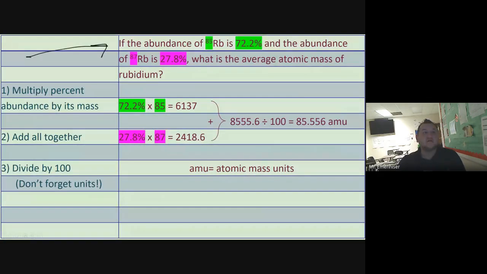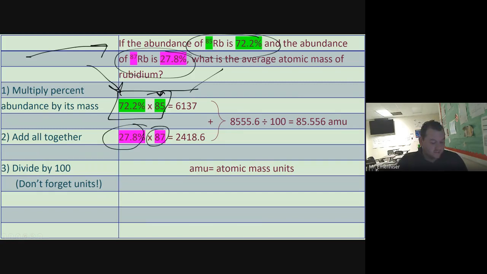If the abundance of 85 is 72.2% and the abundance of rubidium 87 is 27.8%, what are we going to do? We're going to take the 72.2% and multiply it by the 85. Take the percent abundance and multiply by its mass. This is a percent abundance. This is its mass, 85. Multiply those together, you get 6137. Do the same for the other isotope, 27.8 times 87.